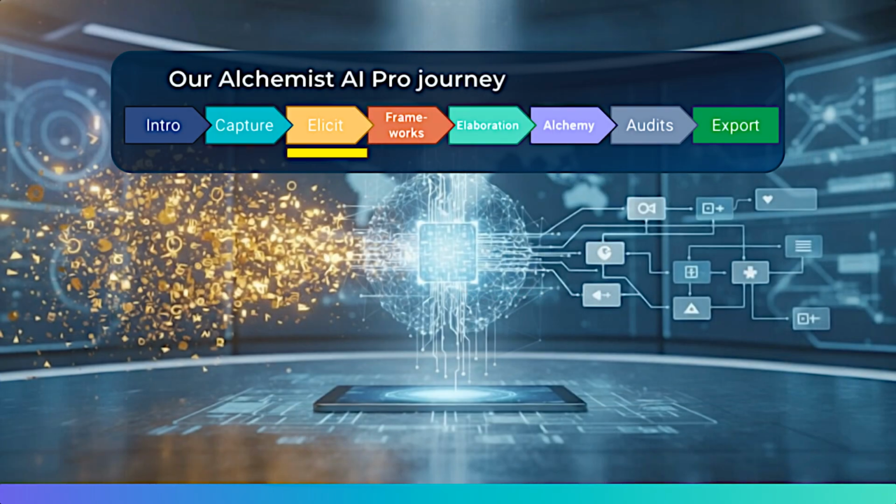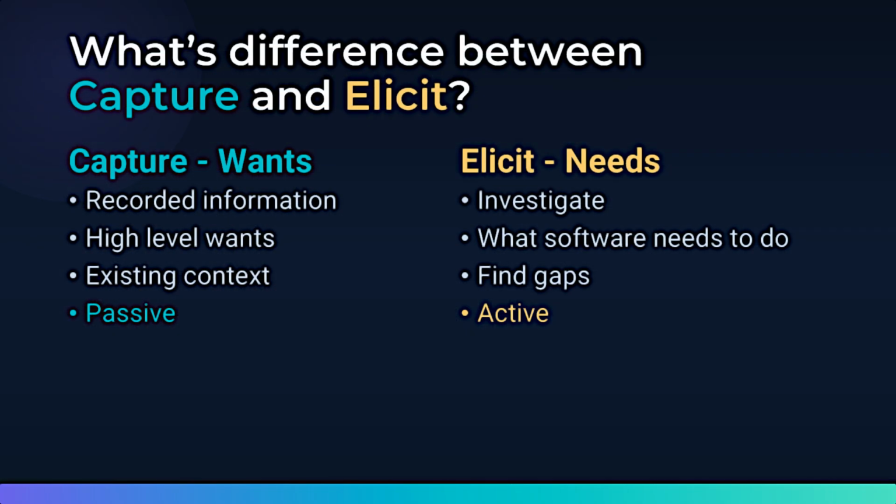In this video, Jamie Campbell will cover the Elicit stage of Alchemist AI Pro. Capture was about recording. You described the world, handed over the material, and the platform listened. Elicit is different. Elicit is investigative. It is the active work of drawing out what the software actually needs to do, not just compiling what somebody said in a meeting. There is a reason those two things are different stages.